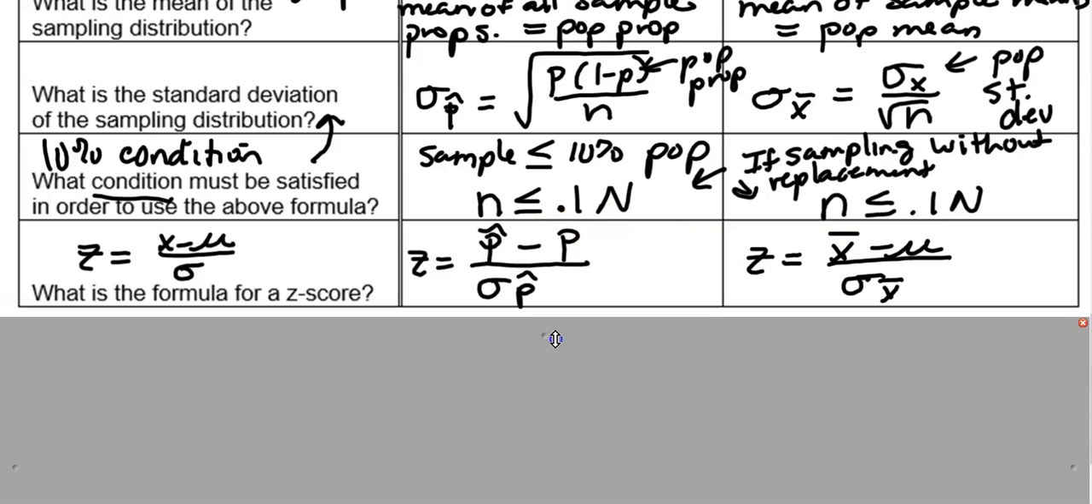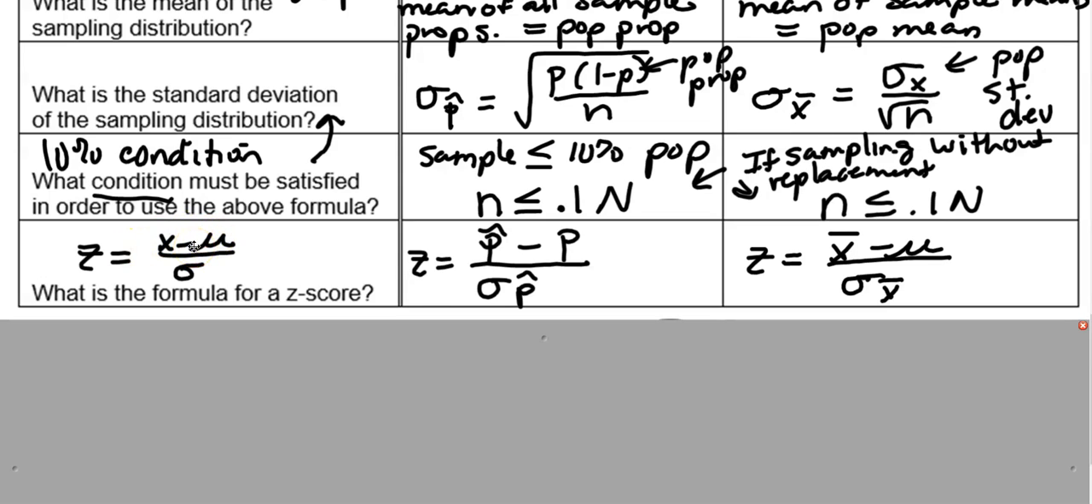Now, what if I wanted to find the z-score for the normal model for my sampling distribution? Remember that z is x, the individual data value that I'm looking for, minus mu divided by sigma. And z tells me how many standard deviations x is from the mean, mu.